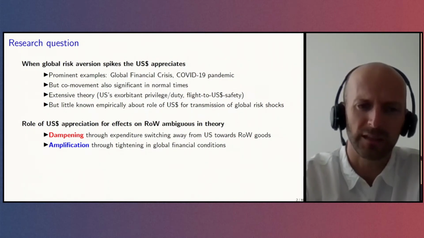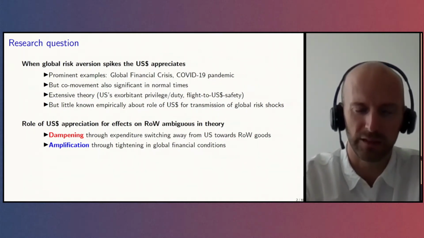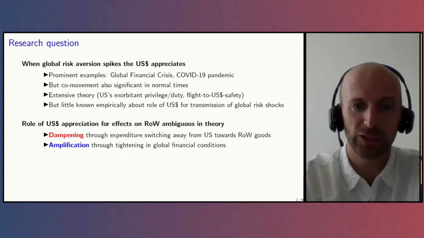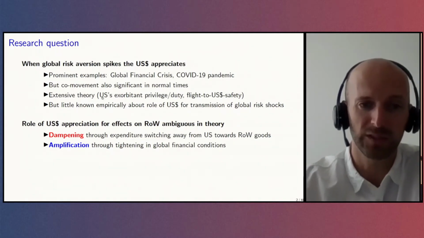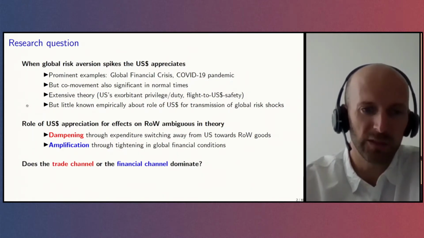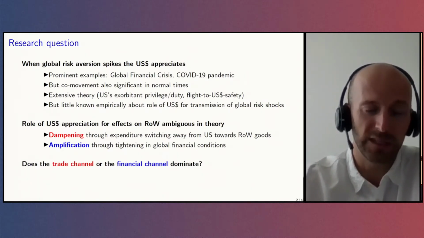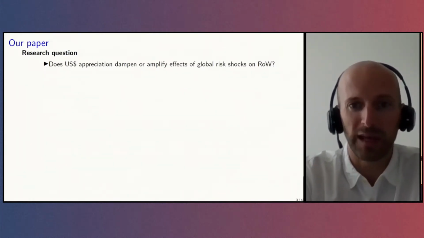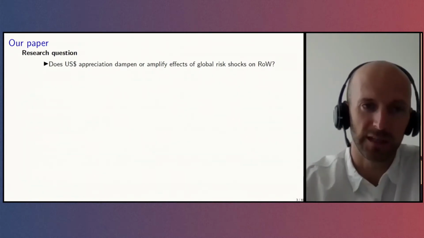On the other hand, and this is something that has been discussed more recently in the literature, and I'm going to talk about this in more detail later on, there is also a financial channel at play. And through this, dollar appreciation should be amplifying the contractionary effects of global risk shocks. It should be tightening global financial conditions, especially for borrowers that are subject to currency mismatches. So which of those two channels is stronger is an empirical question, and it can be framed in this question here: whether the trade channel or the financial channel dominates. So is dollar appreciation in the context of global risk shocks a curse or a blessing for the rest of the world? And that's what we address in this paper.